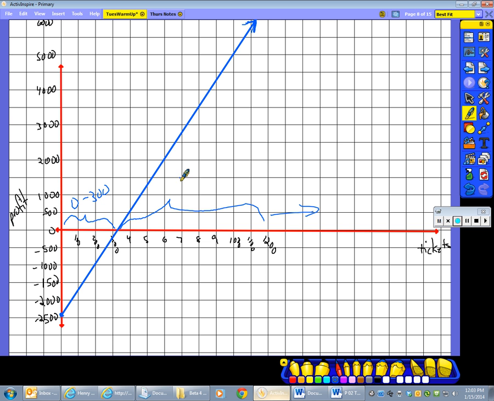So from about 315 tickets and up, I'm going to end up making a profit. In fact, I start making some pretty good profit here, don't I? This is a pretty steep slope right here. I start off in the hole, but then I end up making pretty good money when I start selling a lot of tickets, and it's just going to keep going up the more tickets I sell. So this is how you graph this particular problem.